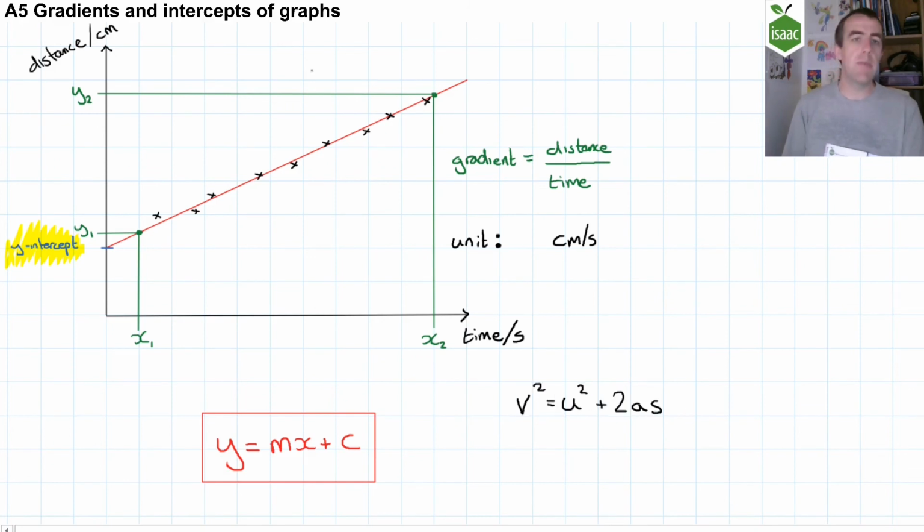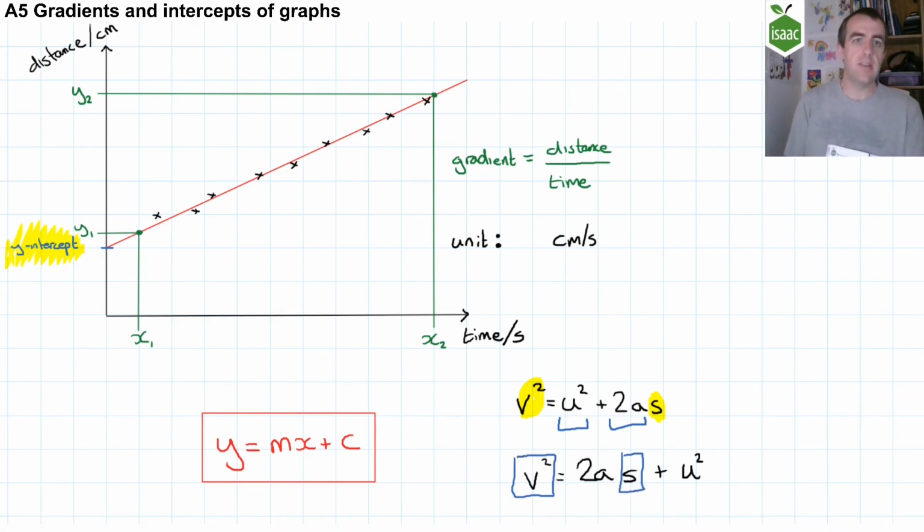And some equations can be made to be in that format with a little bit of careful plotting. For example, in this equation, if v squared is plotted on the y-axis and s is plotted on the x-axis, then the gradient would be 2a and the y-intercept would be u squared. This is in the form y equals mx plus c if it's rewritten like this, where the v squared is on the y-axis, s on the x-axis, 2a is the gradient, and u squared is the y-intercept.